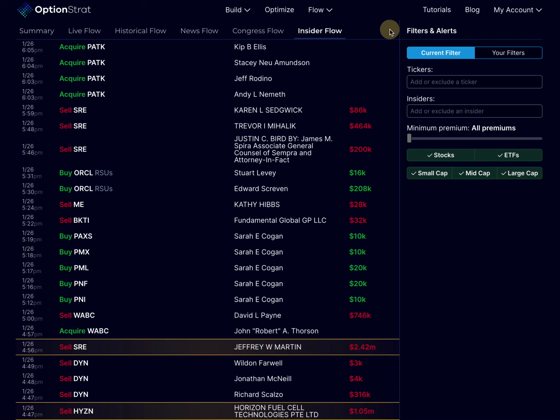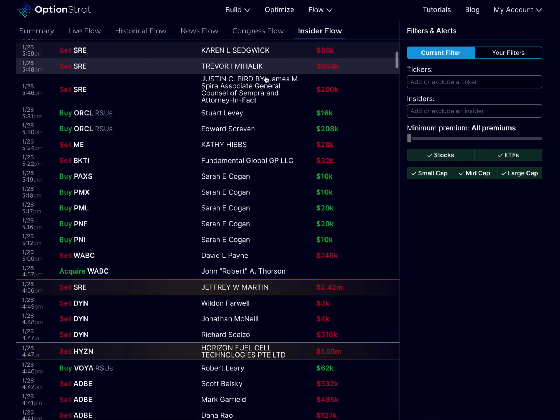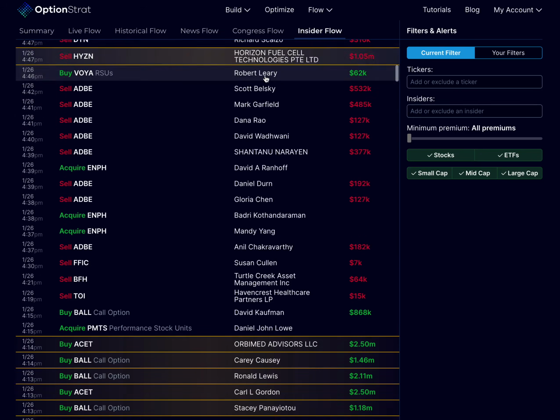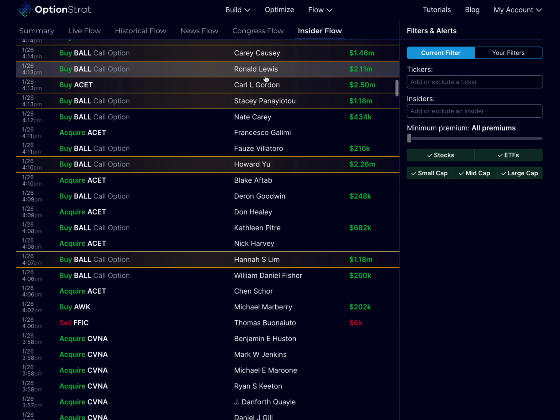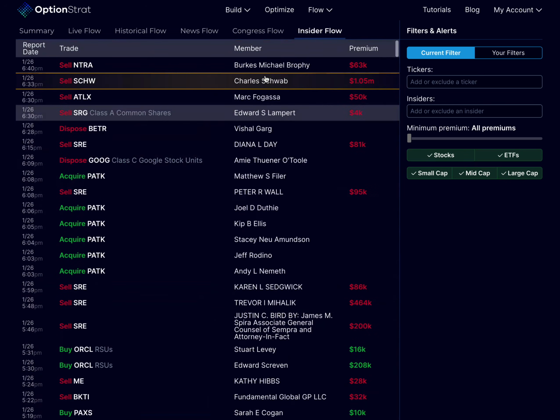I would say that buying is probably a little bit more bullish. If you've got somebody buying their own company stock, to me that says something. But at the end of the day, this is a way for me to specifically look and see what all of these individuals are doing with their own company stock. So with that, I think we have covered the flow tab.